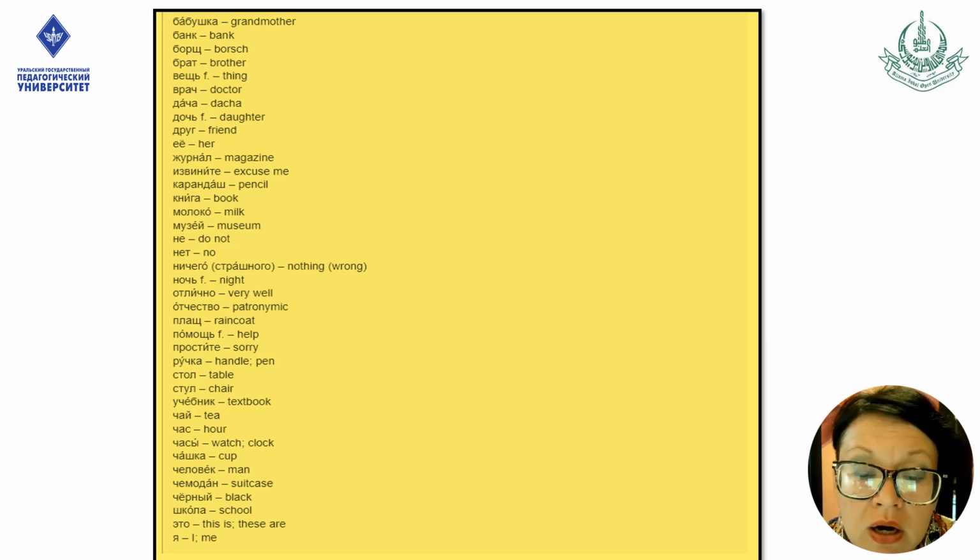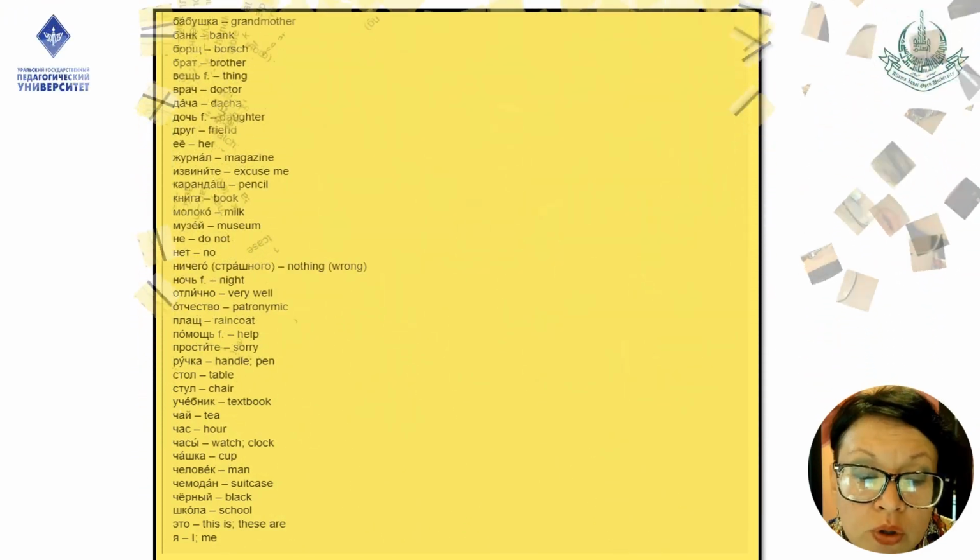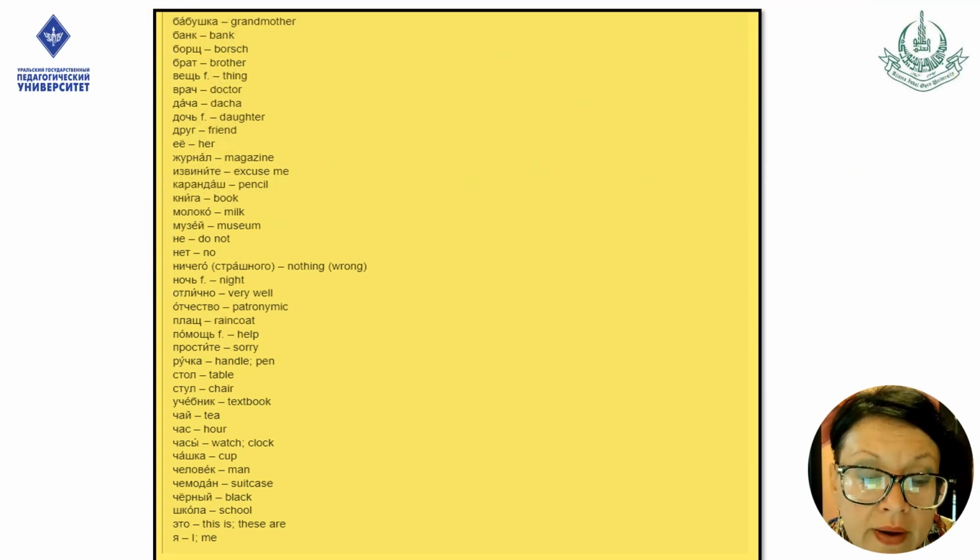Чемодан, a hard stem ending corresponds to a masculine gender. Чемодан, чемодан. Черный, черный. Well, this is an adjective. Черный. Школа, this is, sorry, a feminine noun, with an R ending, which corresponds to она, школа.